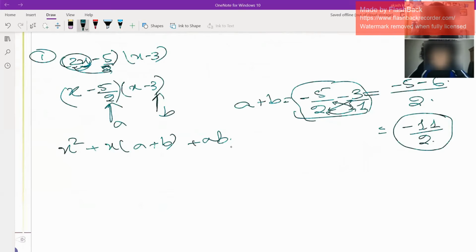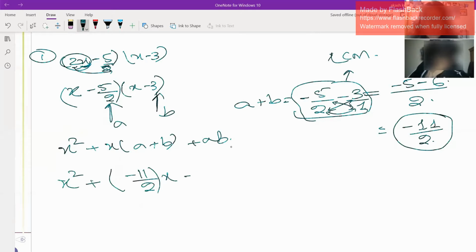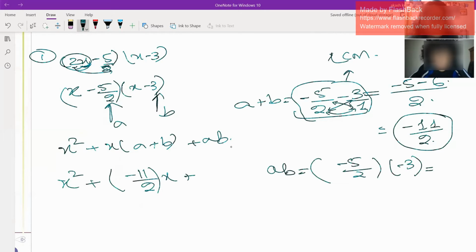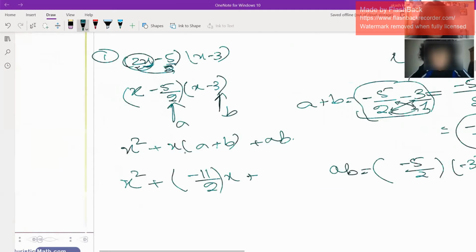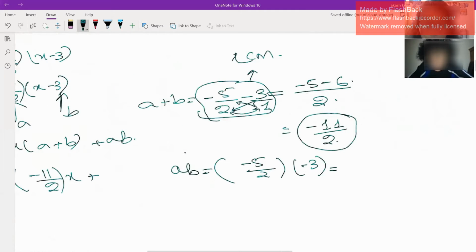We did an LCM here, and I know you have a difficulty with LCM. So it's minus 11 over 2 x, and what will be a times b? Minus 5 over 2 multiplied with minus 3. When you multiply them, what will be the answer? Would it be 15 over 6? 15 over 2. Okay.